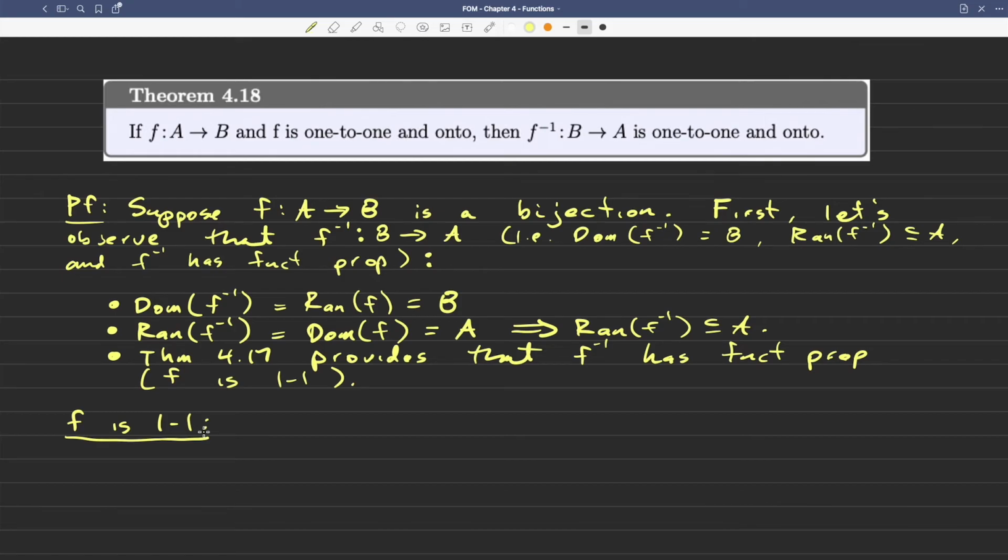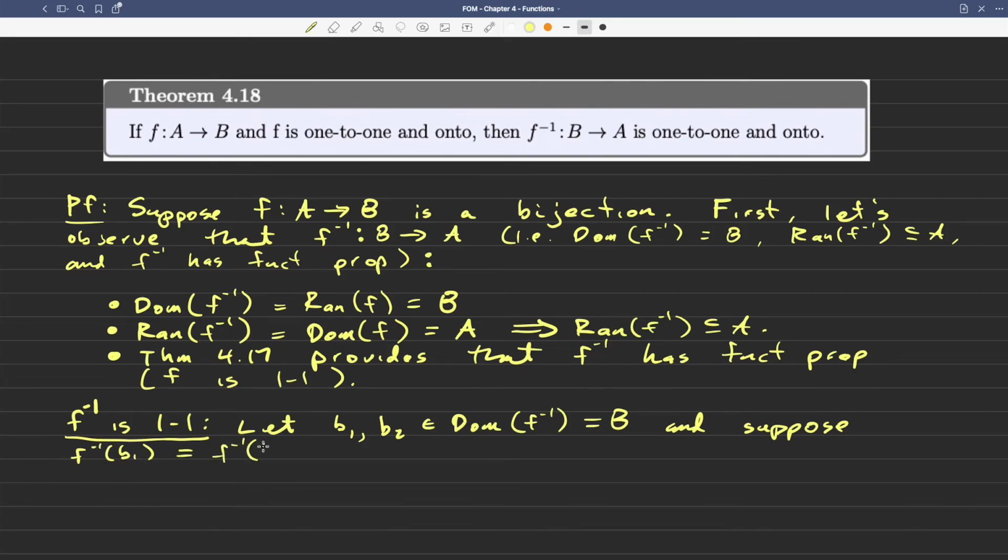To see why f inverse is 1 to 1, we want to show f inverse is 1 to 1. We let b1 and b2 be elements of the domain of f inverse, which we know is B. And we're going to suppose that when we plug those elements into the inverse function, we get equal outputs. So we're supposing f inverse of b1 equals f inverse of b2.